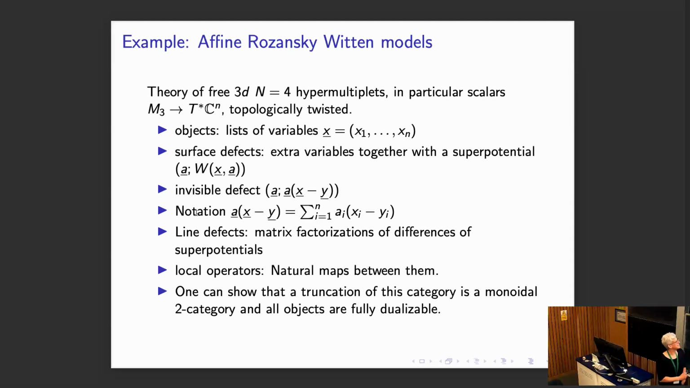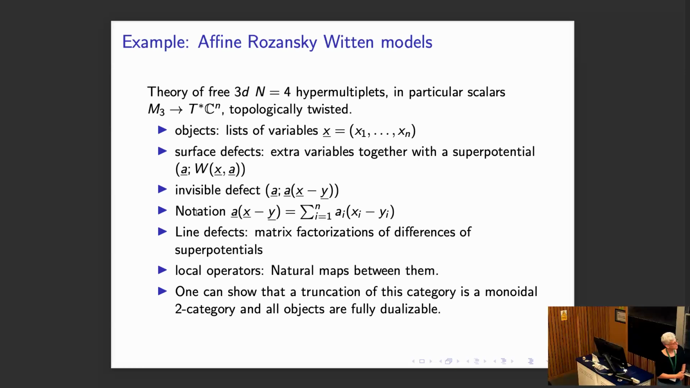Then there is an invisible defect that basically glues the bulk variables together in a trivial way, such that if I move it on top of any other defect, it leaves the defect alone. I will come back to this on the next slide. So it looks like this. It's a specific set of variables A, and then it glues together X and Y variables on the two sides of the defect like this. And the notation here is that if I take the product of these n variable things, it means to sum over all variables like this.